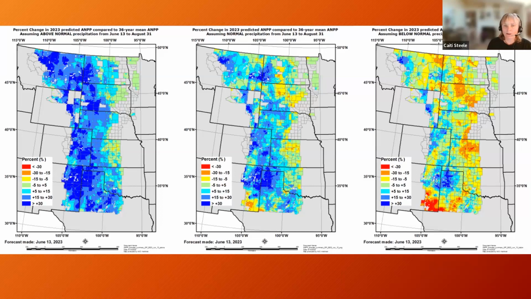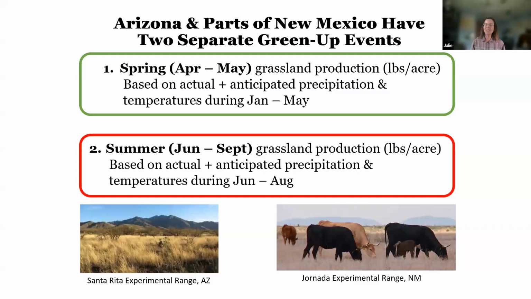But Julie will give you a little bit more of a discussion of precipitation to date when she introduces the maps. For more detailed information about GrassCast and how it works, please see the June 16th video on the Southwest Climate Hub YouTube channel.